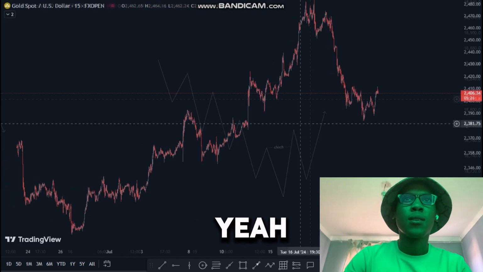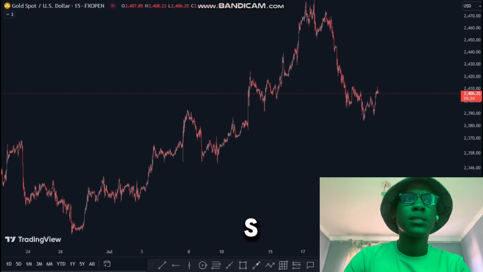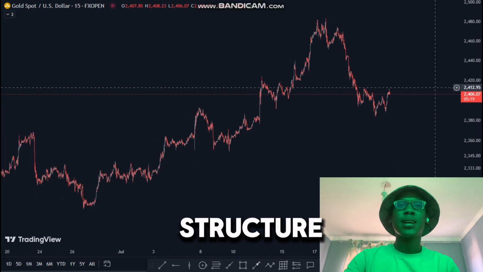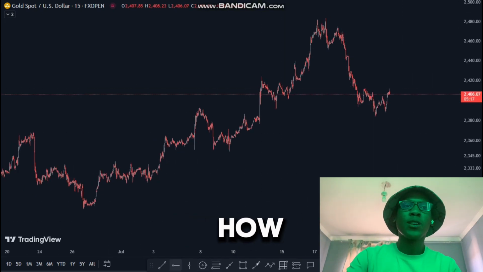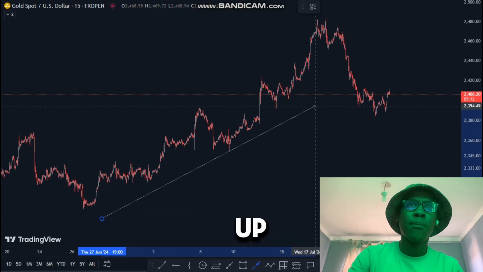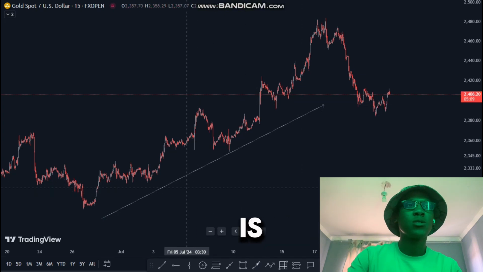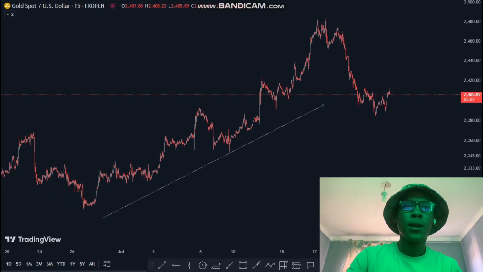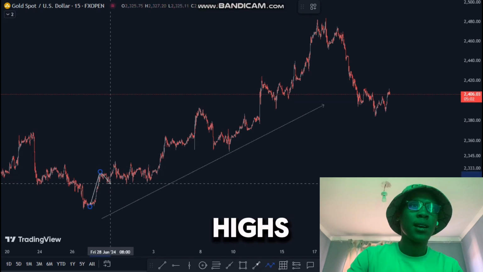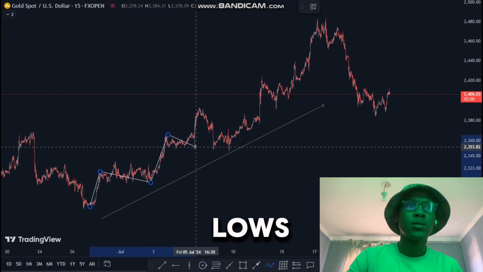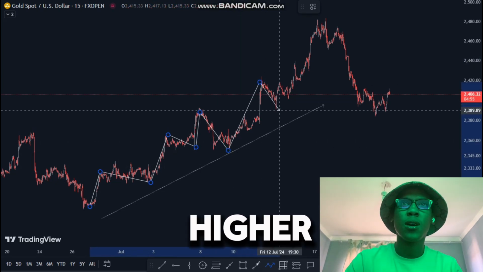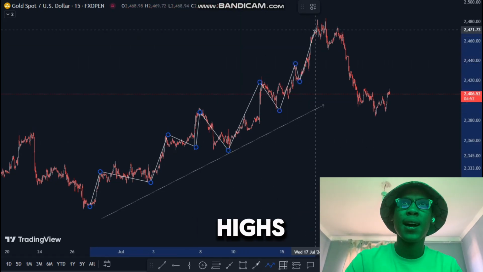Okay guys, we're currently on XAUUSD, which is mostly known as gold. The market structure here has been bullish. How do we know that? It's because the market has been going up. And remember, every time the market is going up, it forms what we call higher lows, higher highs, higher lows, higher highs, again and again.